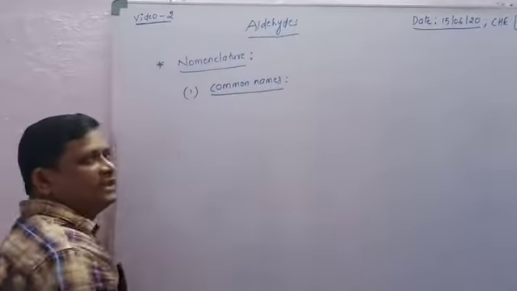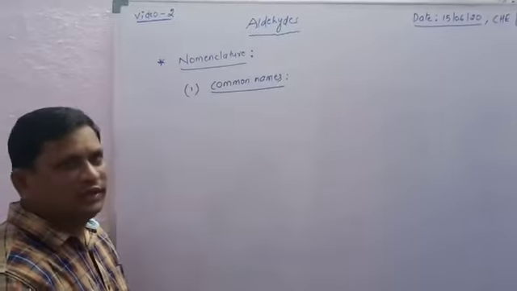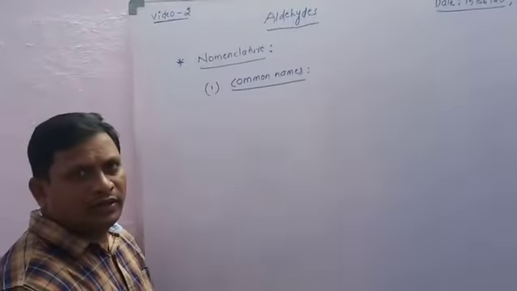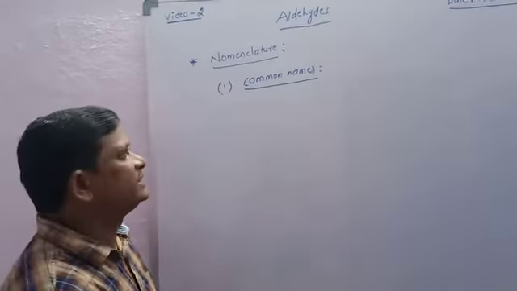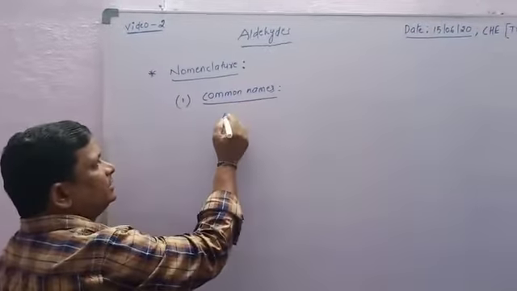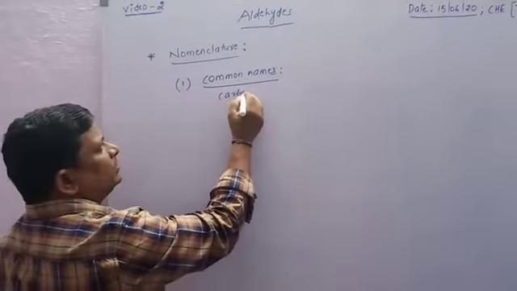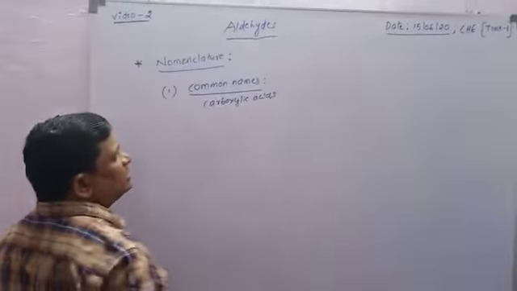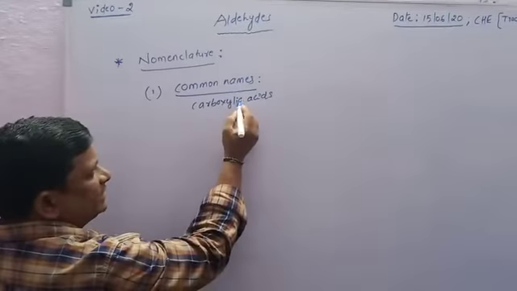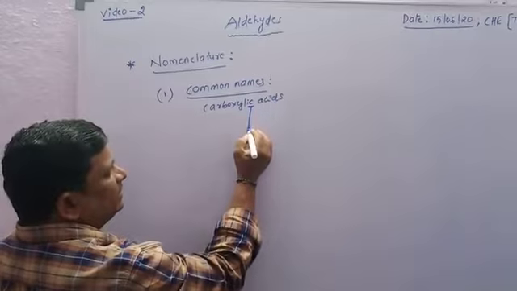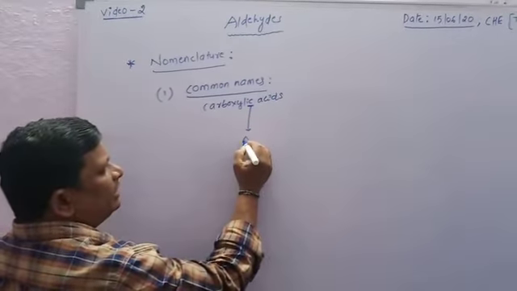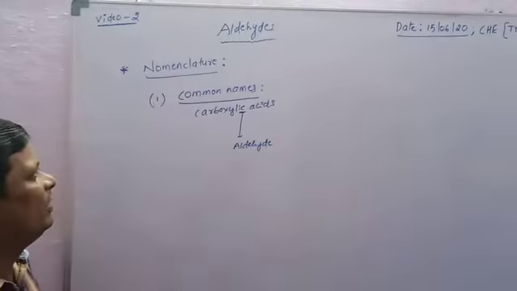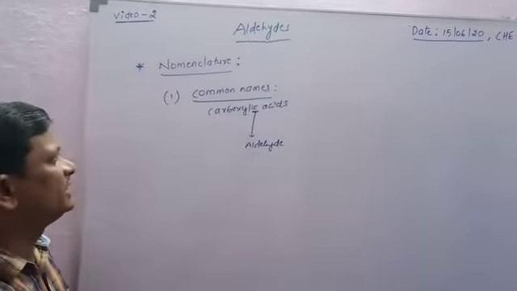So, nomenclature. The first one is common names. Common names of the aldehydes are derived from their corresponding carboxylic acids. In carboxylic acids, the suffix -ic is replaced by aldehyde. These are the derivatives of aldehydes from the carboxylic acids.